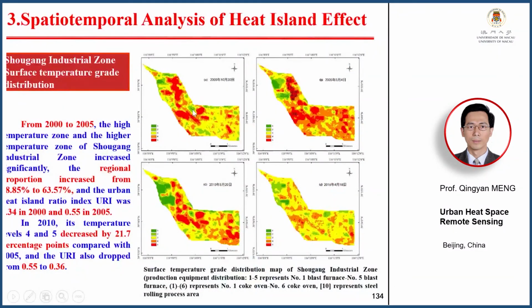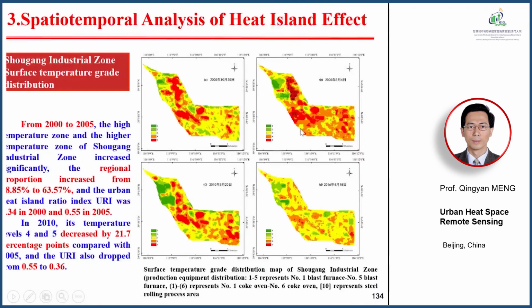You can see that from 2000 to 2005, the high temperature zone of the Shougang industrial area increased, and the regional proportion increased from about 40% to 63%. The urban heat island ratio index, URI, was 0.34 in 2000 and 0.55 in 2005.